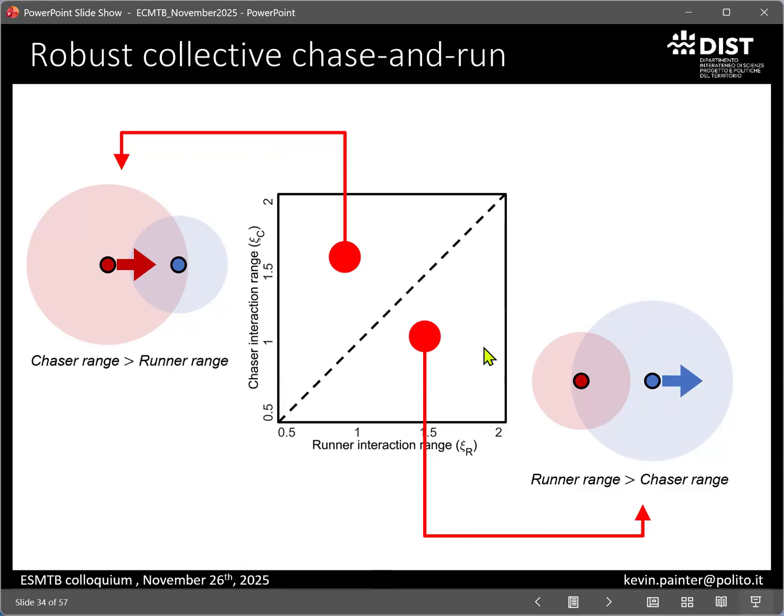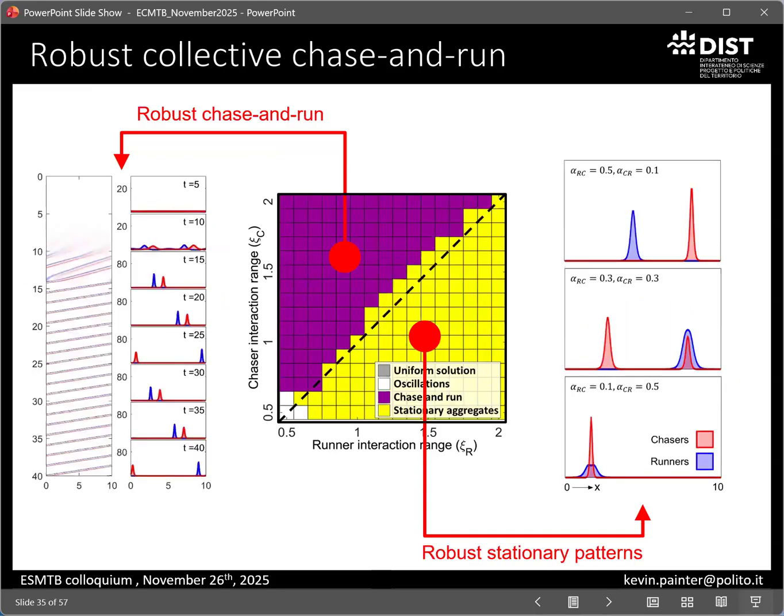Those are my two regions of the parameter space. Run the simulations and see what behavior we get. At that point, you get either robust chase and run or robust stationary patterns. When the chasers have the larger interaction range, you generate collective chase and run in a very robust manner. When the runners have the larger interaction range, you generate stationary patterns, very robust.